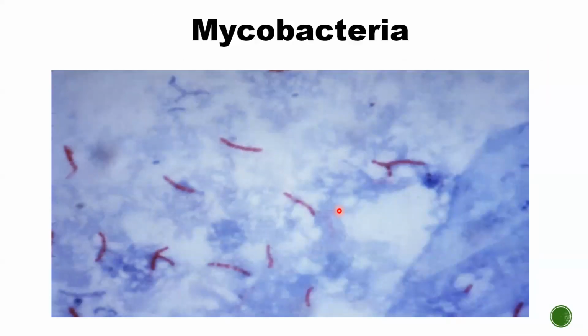This is what it looks like. We'll definitely get something about this, whether it's in OSPE or final or midterm. This picture is definitely going to come. They're going to ask you what stain is used? Ziehl-Neelsen. What type of organism? Acid-fast Mycobacteria tuberculosis.